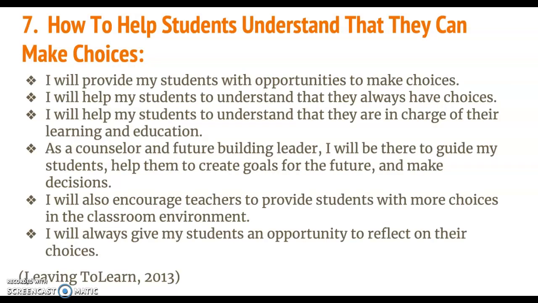How to help students understand that they can make choices. We all have choices. We always have choices. So I will provide my students with opportunity to make choices, help them to understand that they always have choices, help them to understand that they are in charge of their learning and their education.